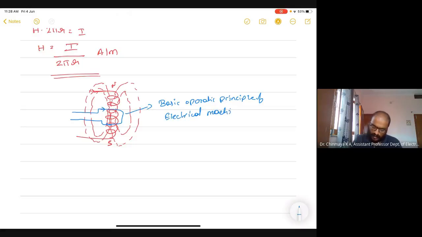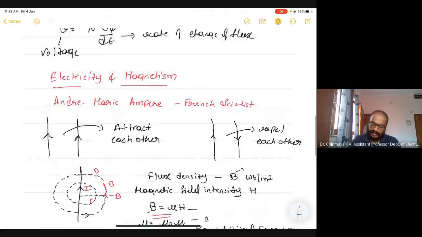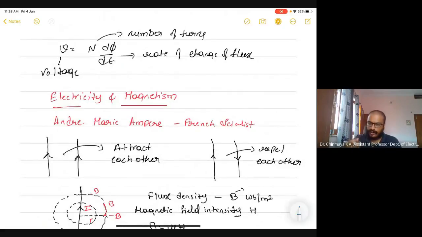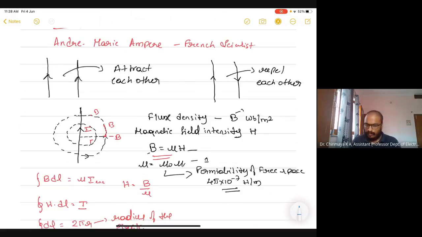Electrical machines. So in this class, we basically studied the relationship between electricity and magnetism, which we call electromagnetism. There are fundamental laws of electromagnetism. Faraday's law links the induced EMF and the change of flux. Ampere's law describes the magnetic field produced because of a current carrying conductor. When a current carrying conductor is placed in a magnetic field, it will experience a force. This is the basic operating principle of electrical machines.